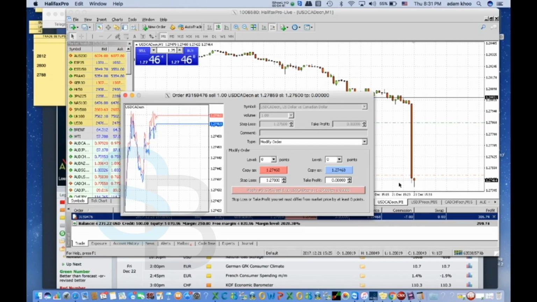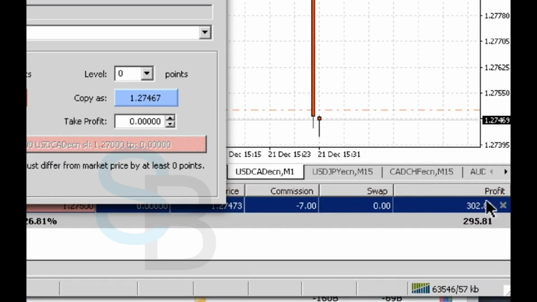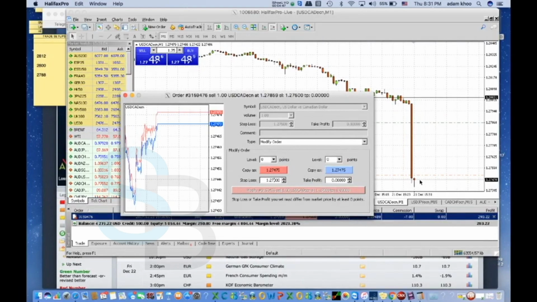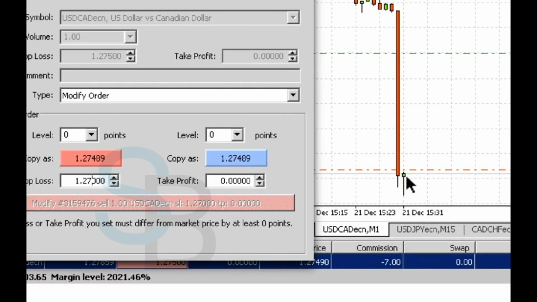Okay. Let's see what happens. As you can see, my profits are over here. All right. So if it goes up and hits my stop loss, I still make a pretty good profit. It looks like it's going up to hit my stop loss. That's fine because I've already made a very nice profit over here.